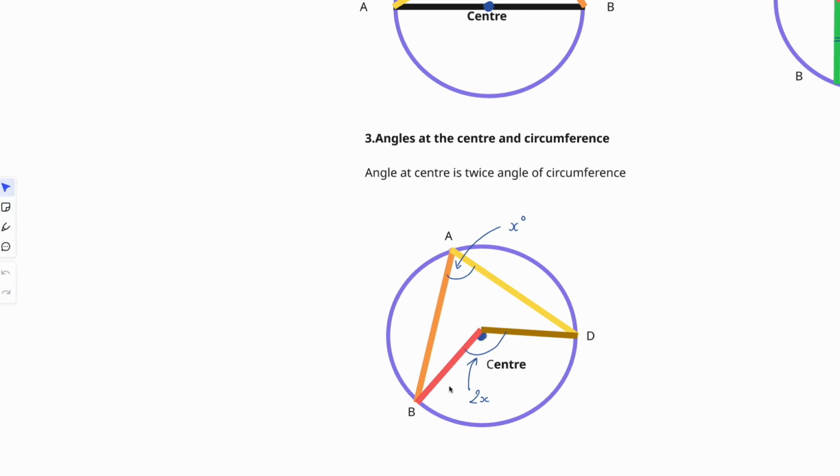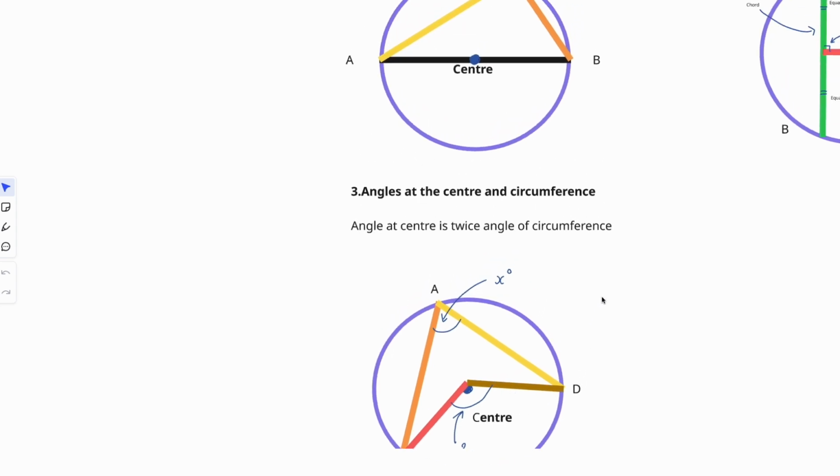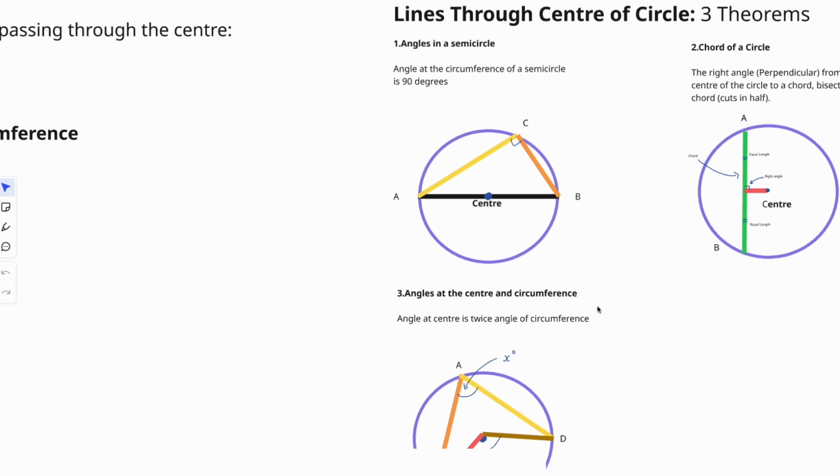Try and get comfortable with moving the vertices A, B, and D along the circumference to change your visual perception of the shape. For example, if you were to make the red line and the brown line BD a straight line, or a diameter, you'd effectively end up with the theorem above, the angles in a semicircle, where the center is 180 degrees and the angle A would be 90 degrees.